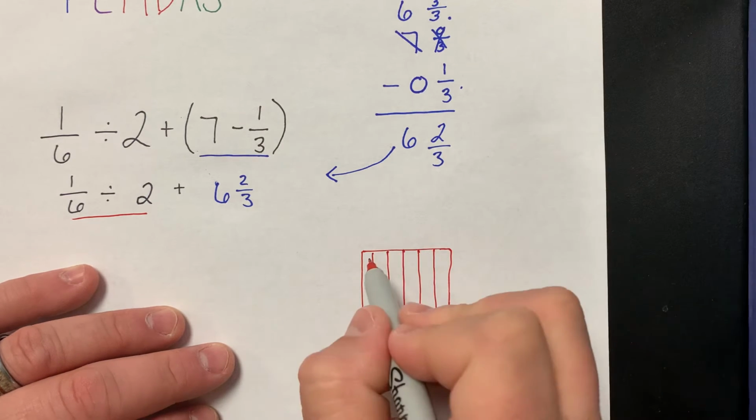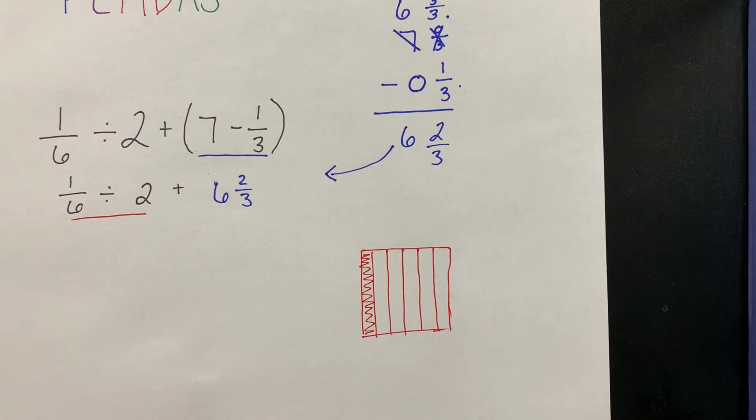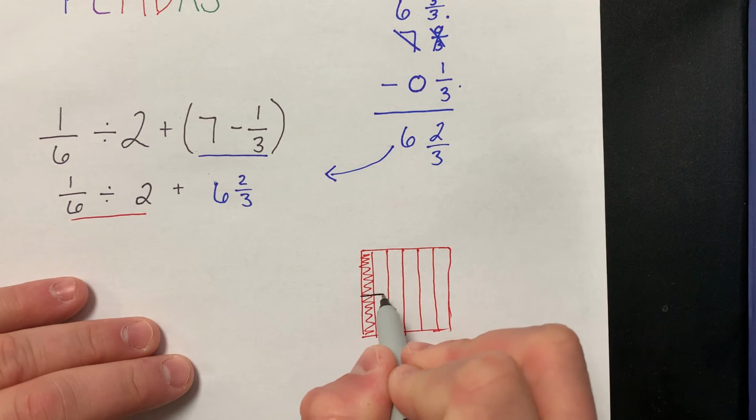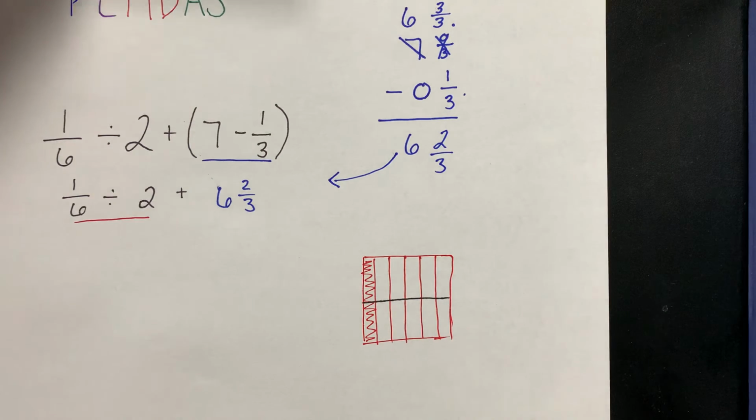All right, and then I'm going to shade in 1/6, okay? Now, I'm dividing this 1/6 by 2. So I'm going to divide it into 2 pieces. So I'm going to cut in half horizontally. All right.